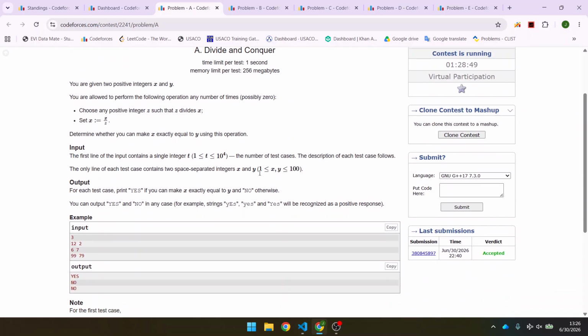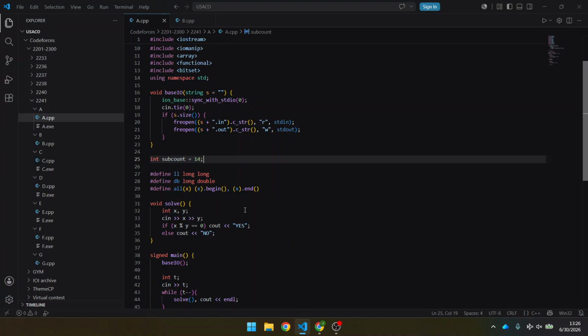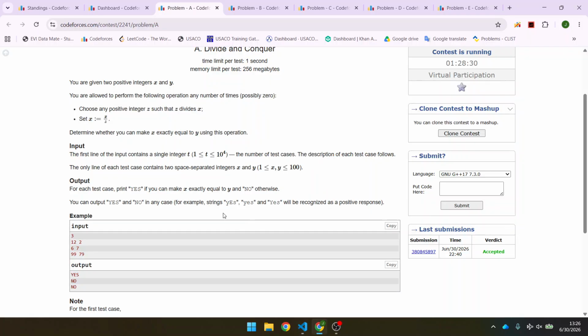Problem A, all you have to check is if y can divide x. Because if y can divide x, you can just choose z to be x divided by y, and then you do x divided by z, and then you'll get y. So rather simple. But is it division three?